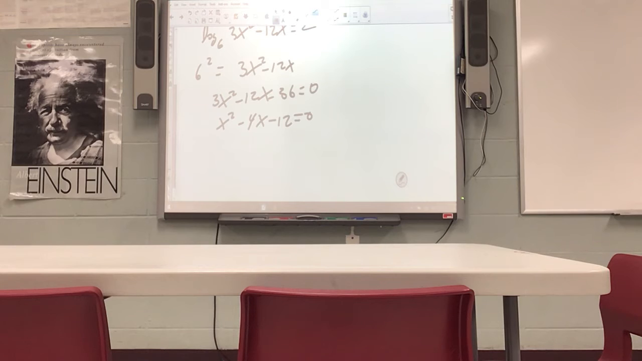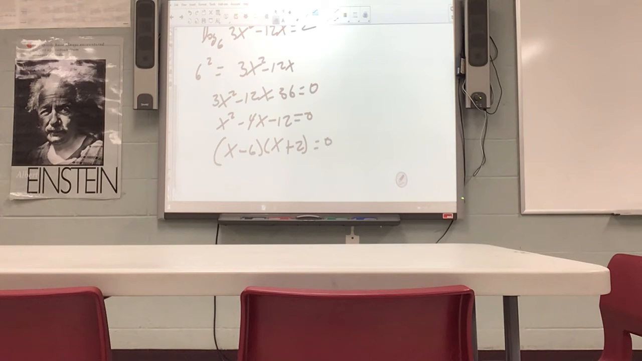Now that's not necessary. You could have had an a of 3, a b of negative 12, and a c of negative 36 and went to the quadratic formula. But since I took the GCF out, I can see now this is easy to factor. Because what multiplies to get me negative 12, but adds to get me negative 4? Oh no, 6 and negative 2. Other way though, because my 4's got to be negative.